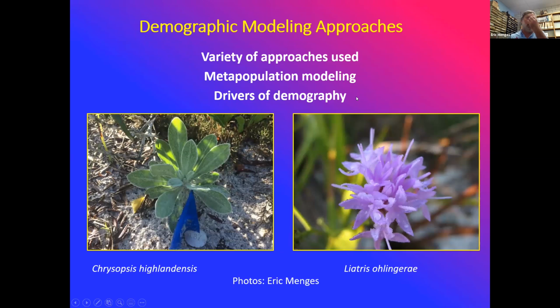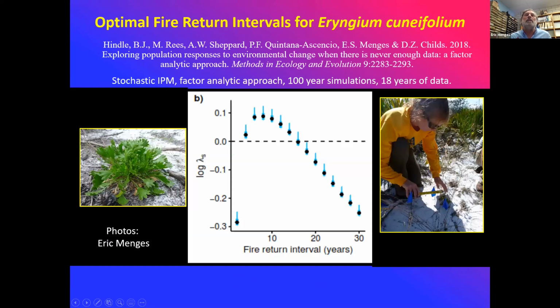Now, Pedro and I and our collaborators use a variety of approaches in demographic modeling, starting with matrix models, going up to integral projection models, metapopulation models, and really focusing on drivers of demography. We have demographic models of about 10 species, including Chrysopsis highlandsensis, our latest one, which Stephanie is working on, and Laetris olingeri, which one of Pedro's students, Matt Ty, did a lot of work on. And these data sets have been shared also with other folks to do different kinds of demographic modeling.